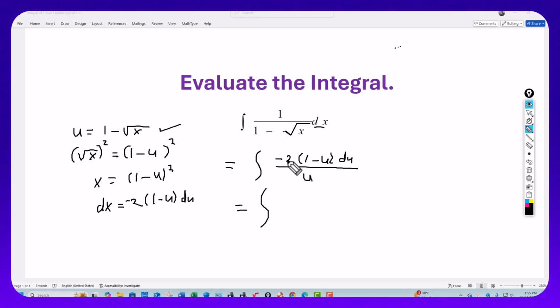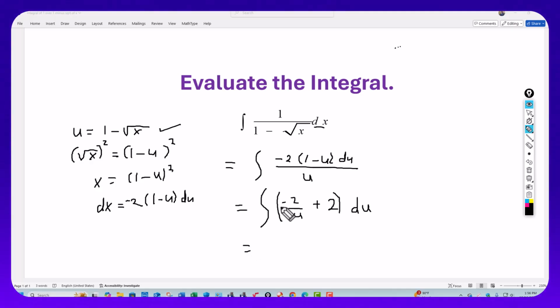So now let's simplify this. This will be minus 2 times 1, multiplying through the parentheses, and I'm going to divide at the same time by u. So this will give me a minus 2 over u, and then negative 2 times a minus u is a plus 2u. But then you've got a u in the denominator, so let's divide out. Now we have the integral in terms of the variable u.